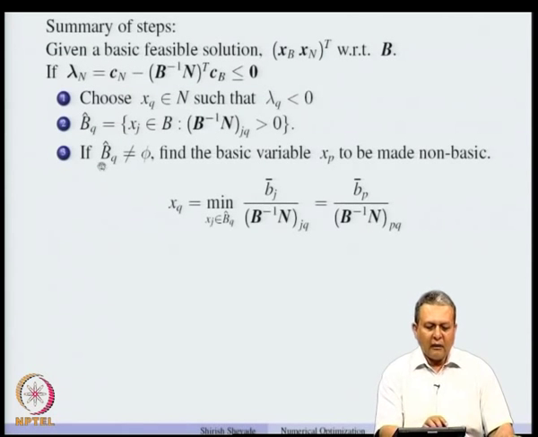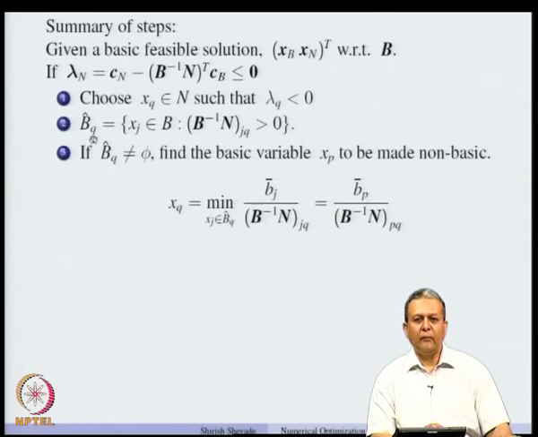And if that set is non-empty, then the basic variable to be made non-basic is obtained by finding the minimum of B bar divided by B inverse N jq, where xj belongs to B hat q. That minimum value is given by the pth basic variable, which will be made non-basic, or which reaches the value of 0 first when xq is increased from 0 to some positive quantity.